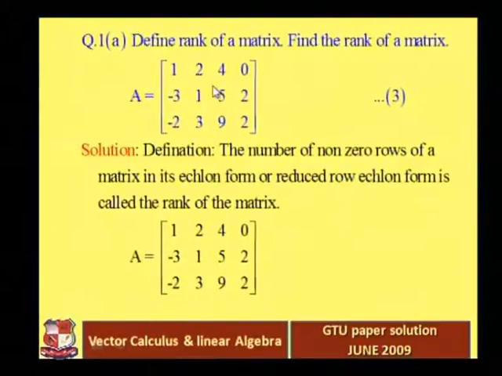So first of all we have to define the rank of a matrix. So what is the rank of a matrix? Just try to understand. First of all, here is the definition: the number of non-zero rows of a matrix in its echelon form or reduced row echelon form is called the rank of a matrix.